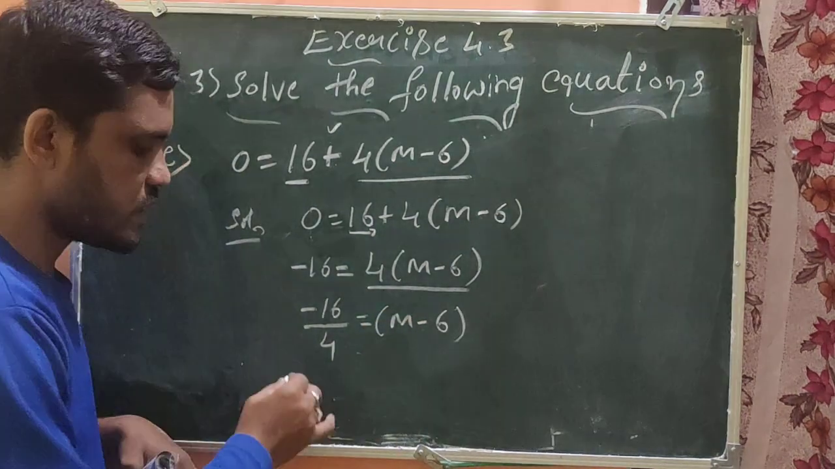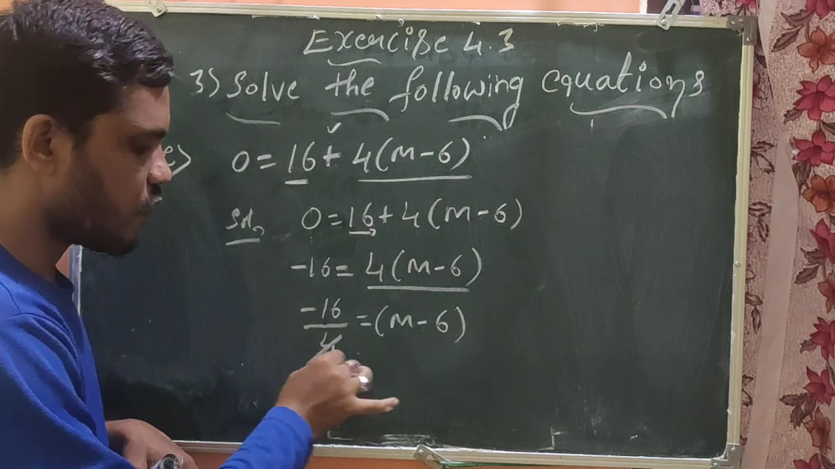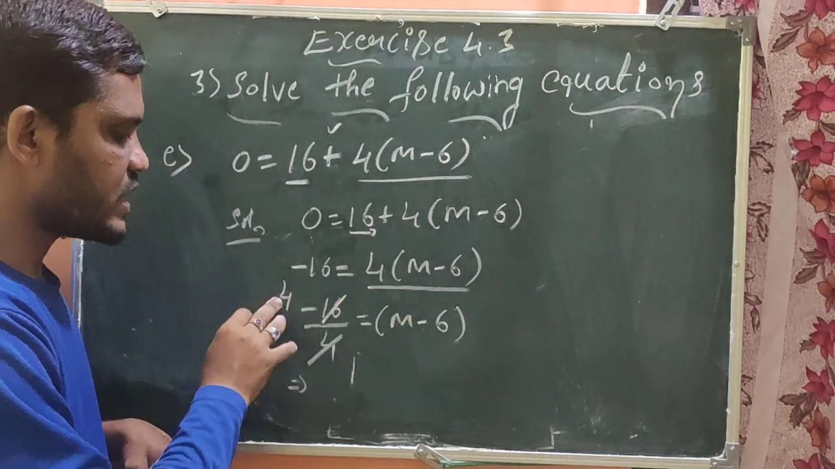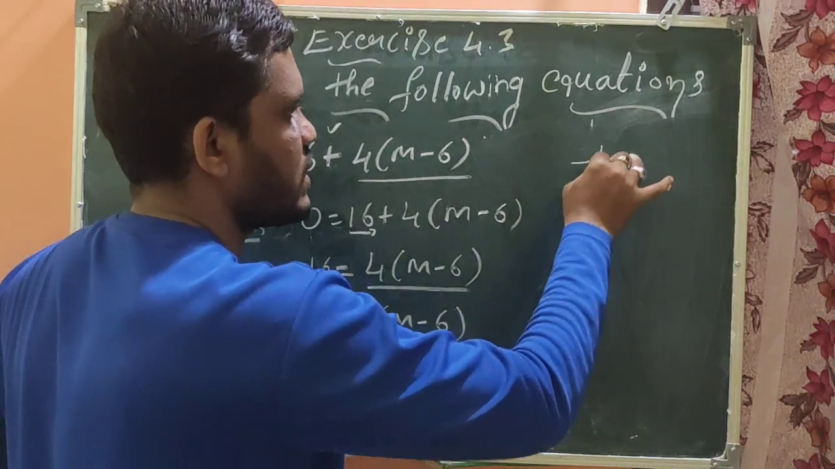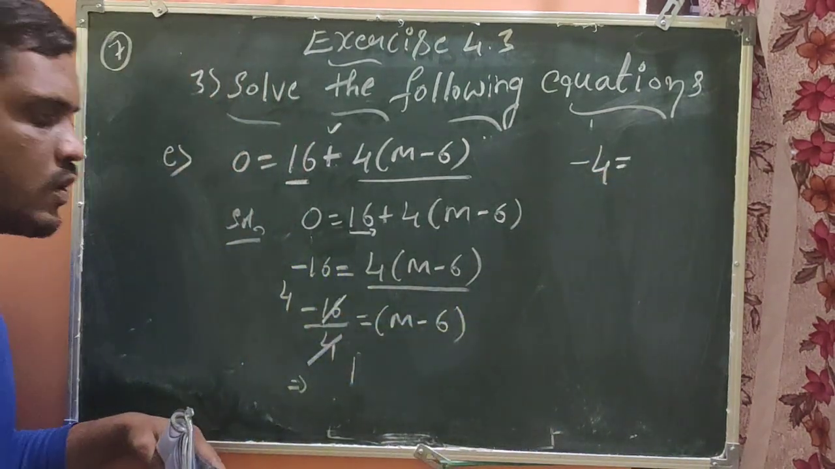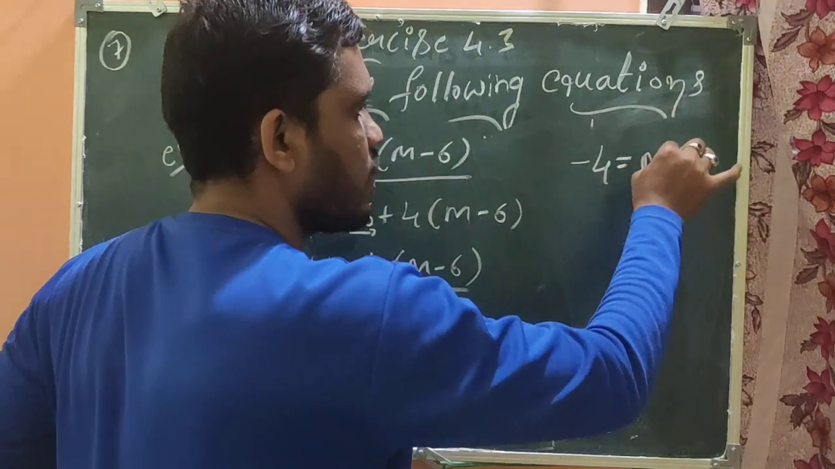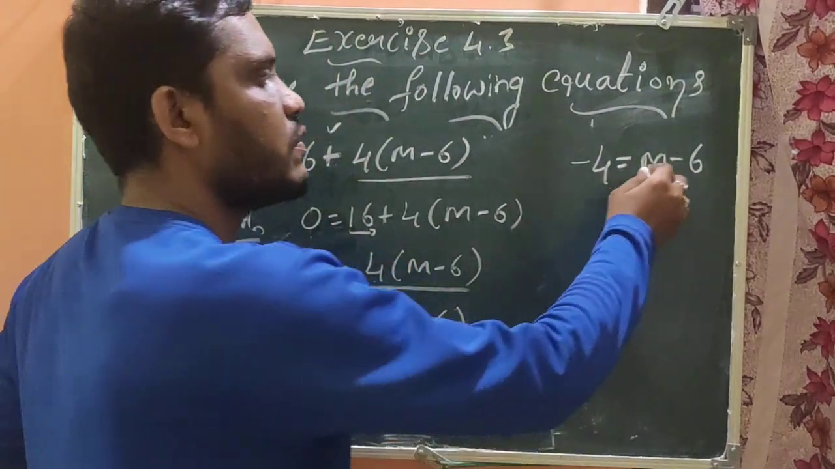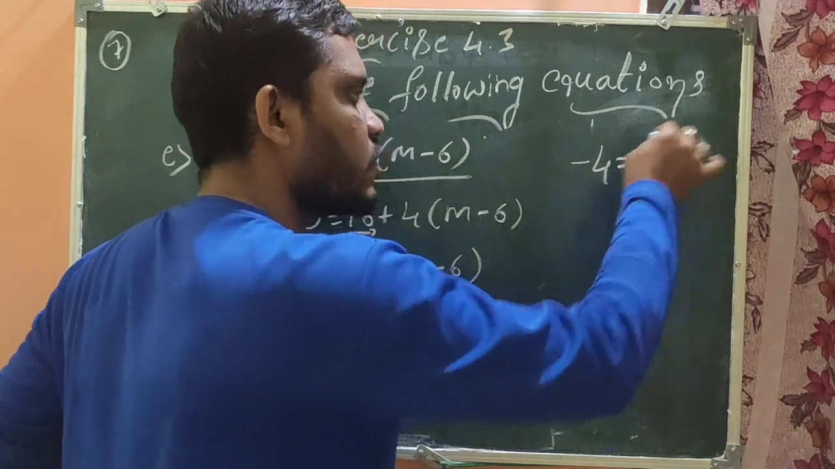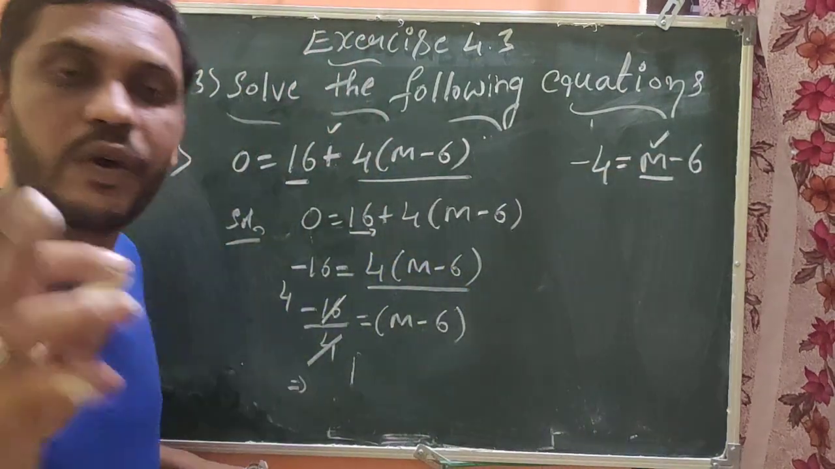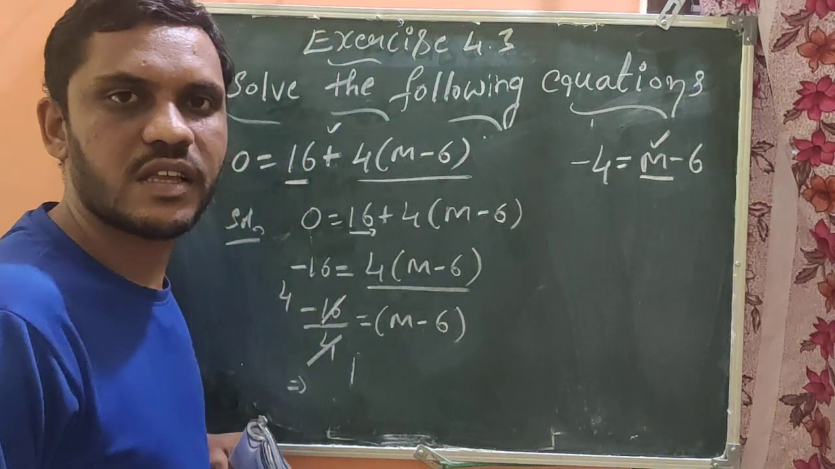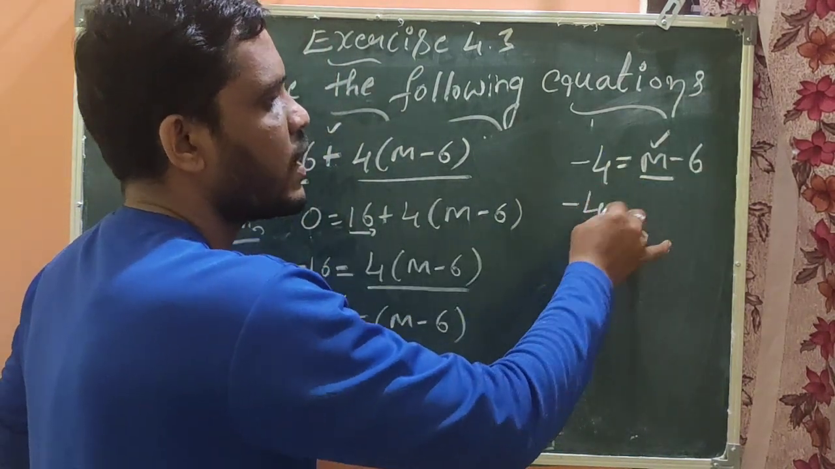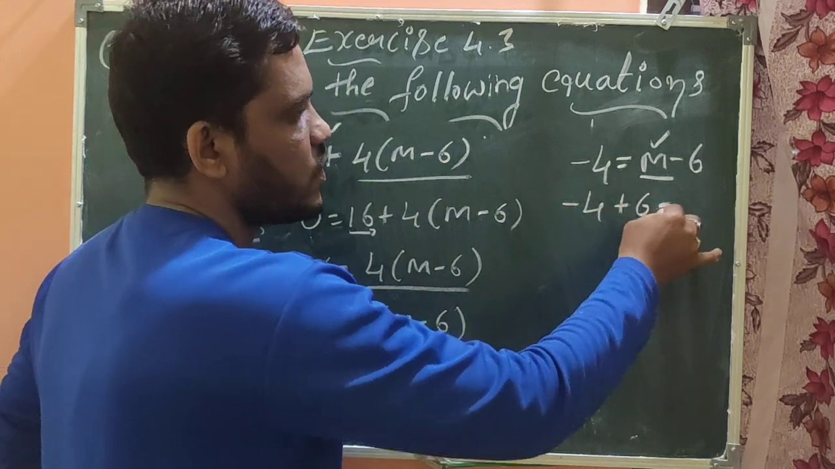Yes? Yes, very good. Next, 4 ones are 4, 4 fours are 16. Minus 4 is the answer. That is minus 4 is equal to, remaining in the bracket, m minus 6. In this one, we have to find the value of this unknown variable. Then we don't want this minus 6. So we should shift from RHS side to LHS side. That becomes minus 4 plus 6 is equal to m.